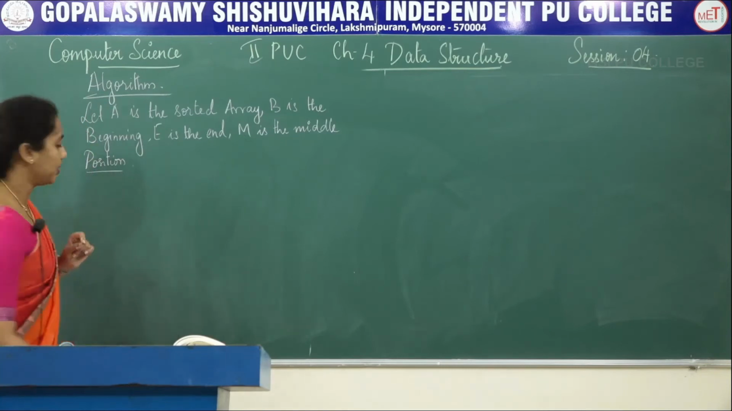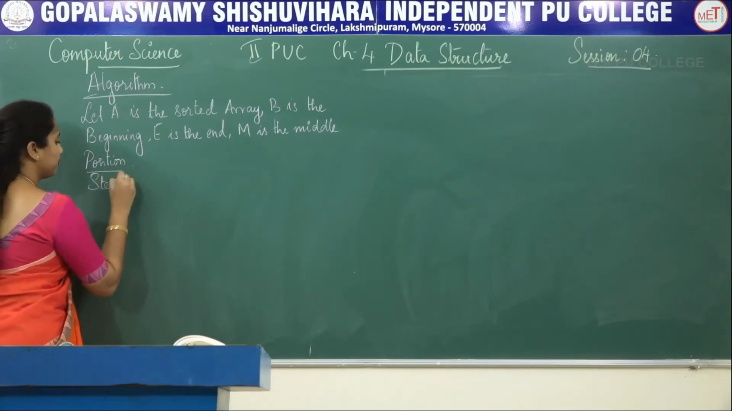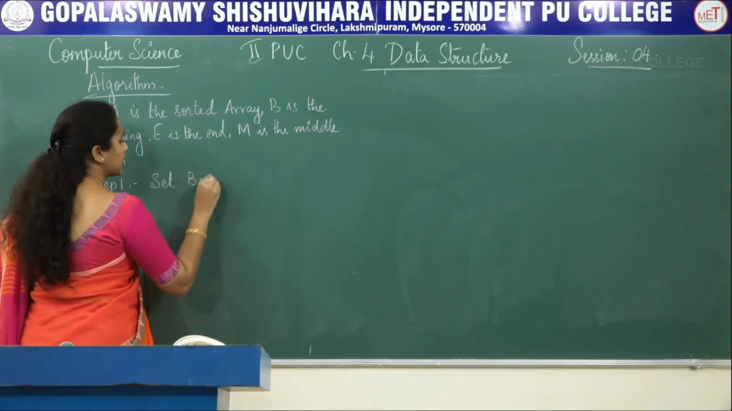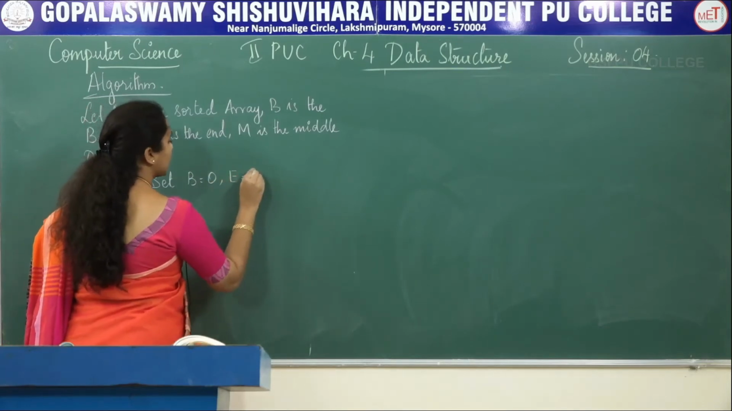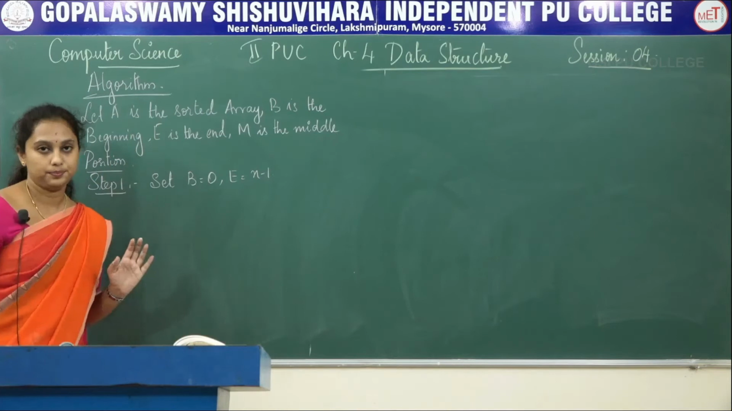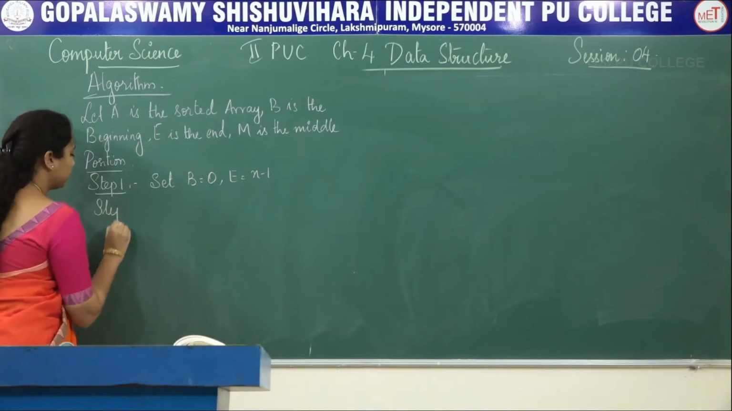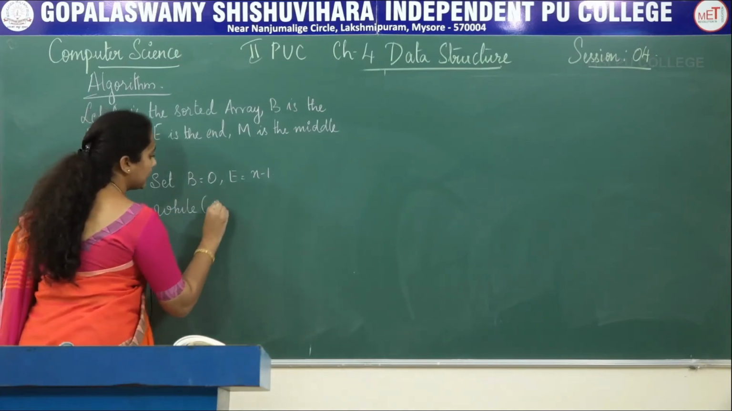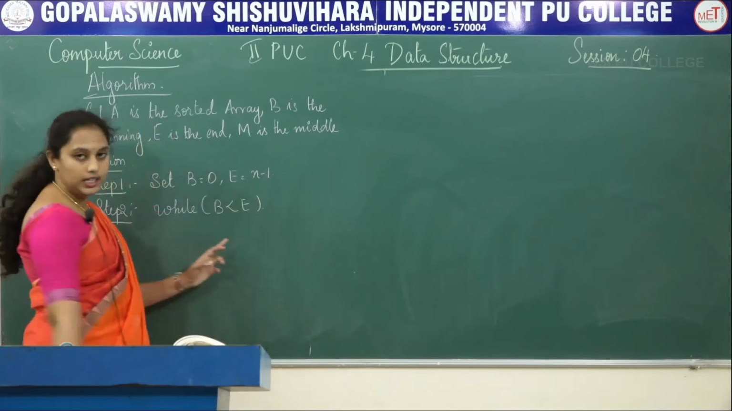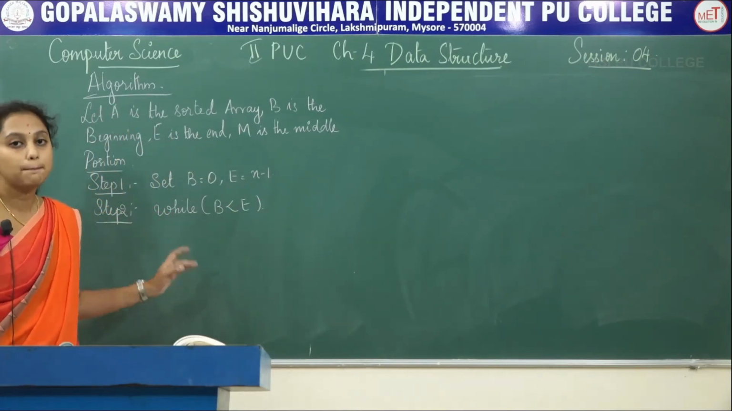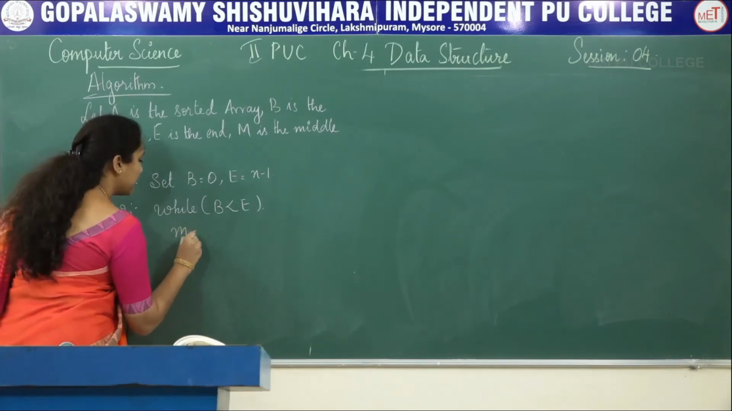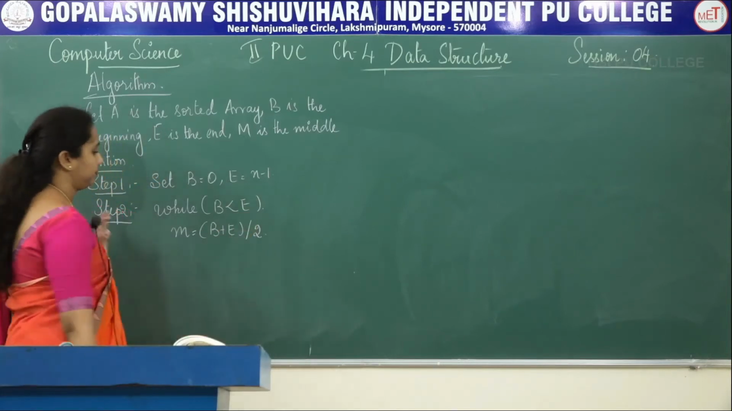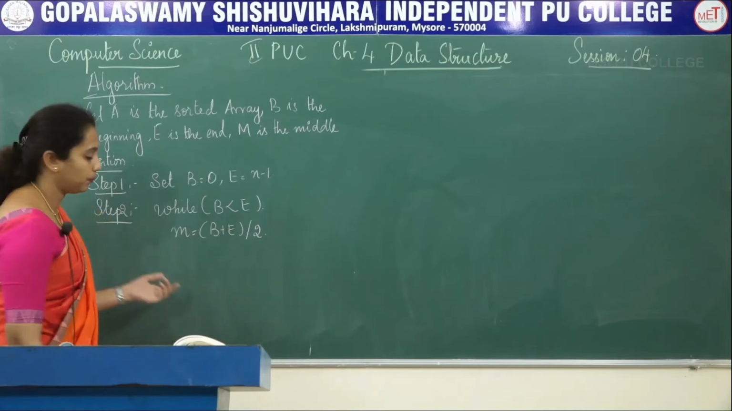So what is the first step? In step 1, set B as 0 and E as n minus 1. In step 2, while B is less than E, we have to find the middle element. So M is equal to (B plus E) by 2.